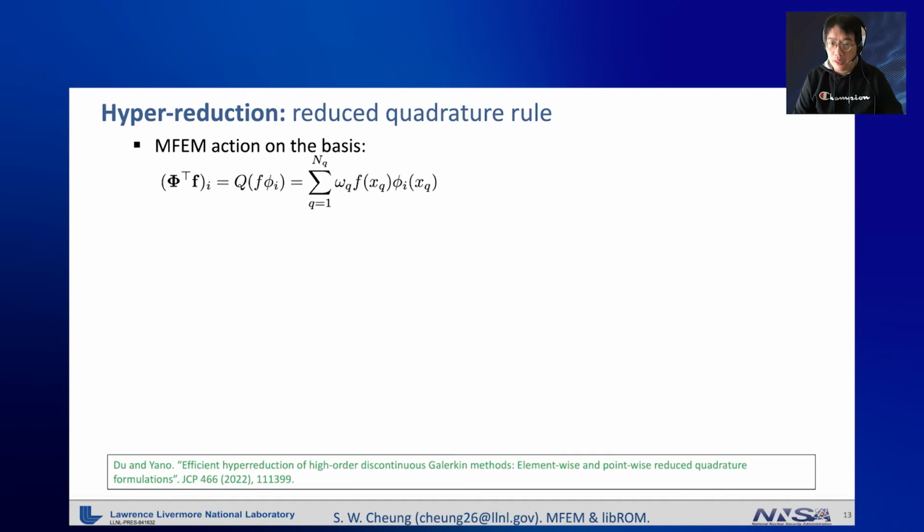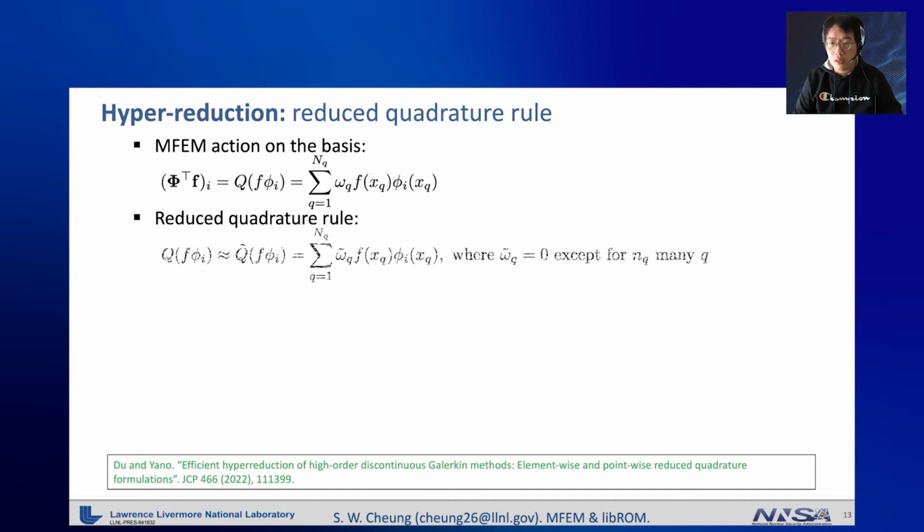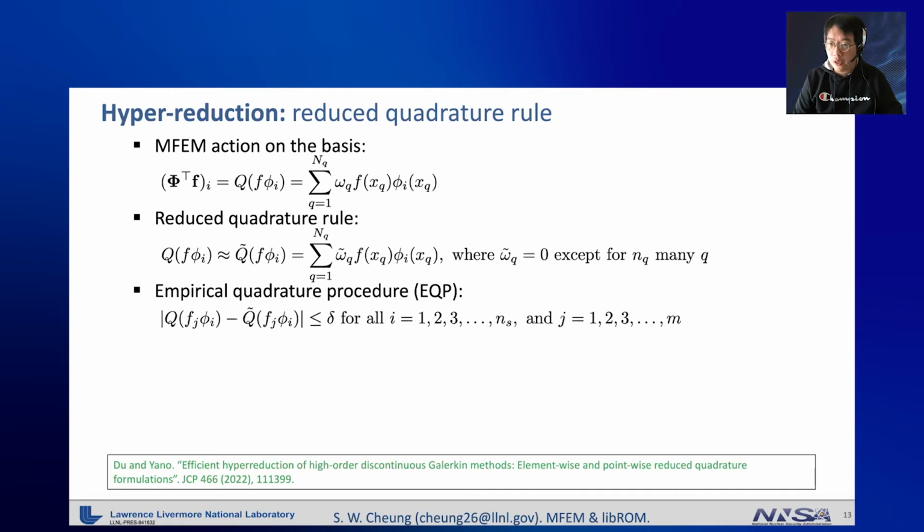From another perspective, when it comes to finite elements, we can consider the variational form and the quadrature rules. The MFEM action on the basis can be formally understood as a global quadrature rule on these basis vectors. Reducing the number of rows is equivalent to reducing the number of quadrature points. The empirical quadrature procedure is introduced to find a set of quadrature points and weights which gives the best approximate reduced quadrature rule to the original global quadrature rule at the functions of interest. This optimization problem can be solved by non-negative least squares efficiently.